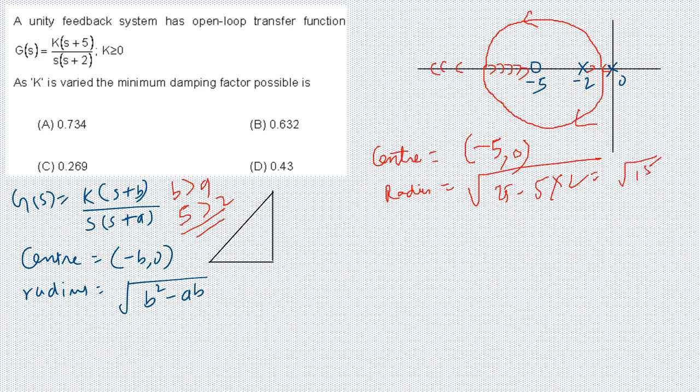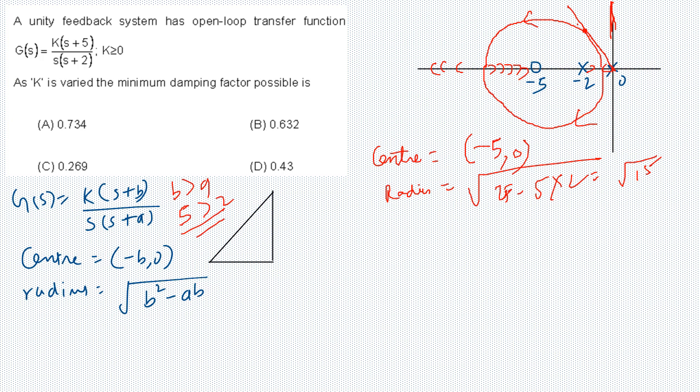So now we have these two pieces of information. We have to find the minimum damping for the system. The minimum damping will occur when this root locus is closer to the j omega axis. The closest point to the j omega axis will be a point lying on this circle. To find which is the closest point, from the origin we can draw a tangent to the circle. Once we draw the tangent, it is going to intersect the root locus only at one point, and that point is going to be closest to the j omega axis.